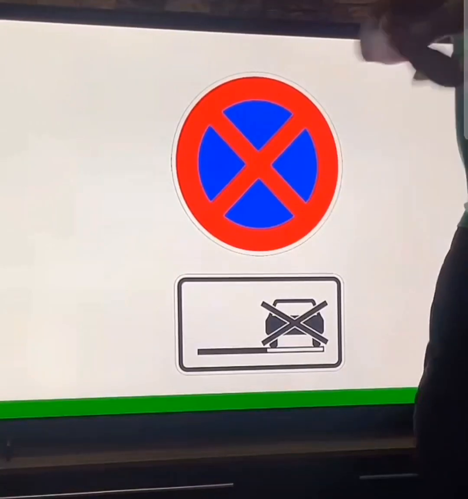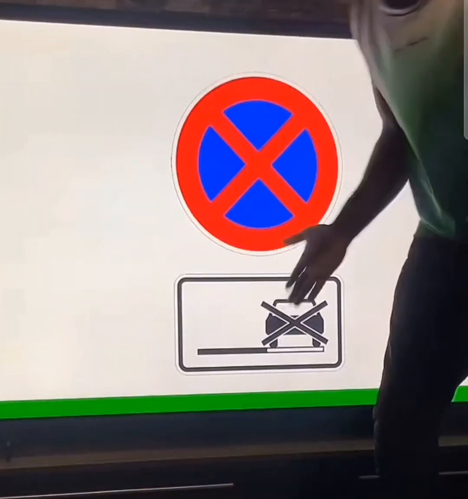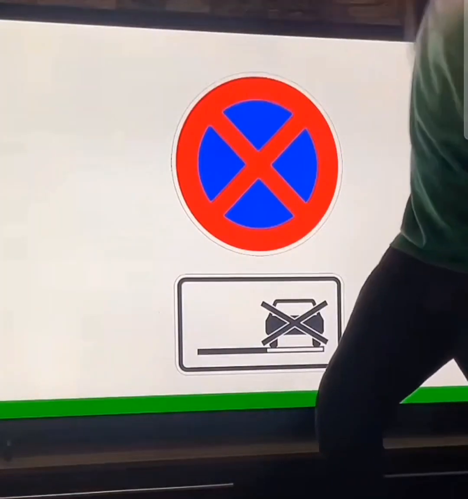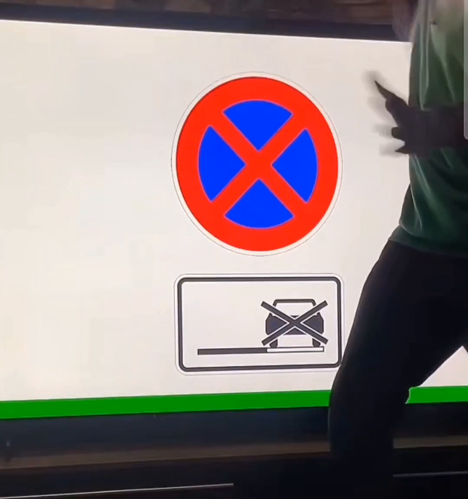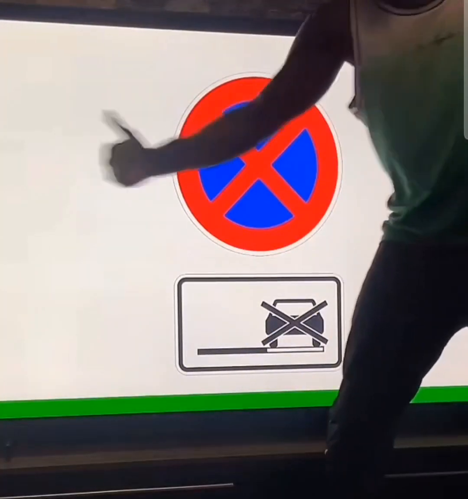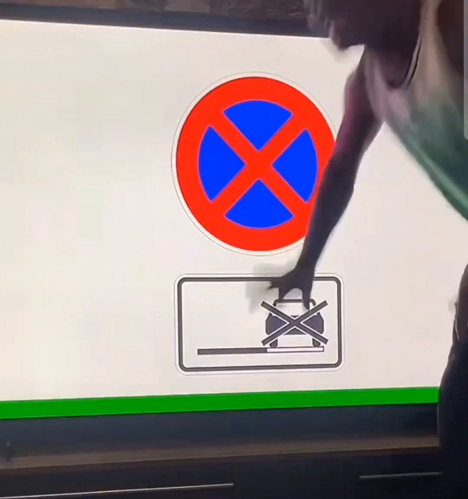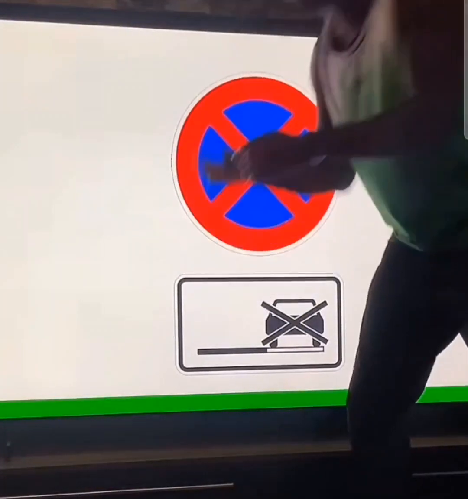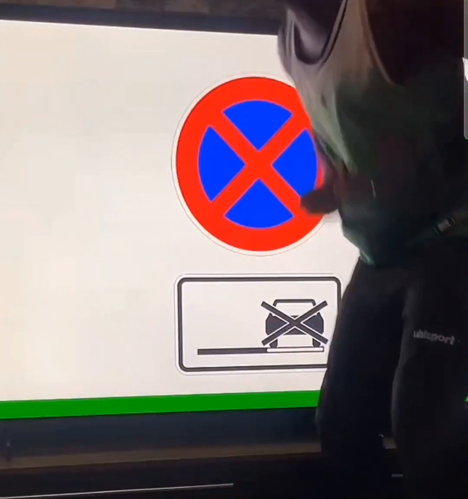So if you see a sign like this, even this one on its own means that you cannot stop there. You cannot park there. You cannot wait. Once you see this sign, you must continue to drive continuously. So this one combined to it, that means at the right hand side of the road where you saw this sign, you are not allowed to park or stop at the pavement or at the hard shoulder and on the roadway.